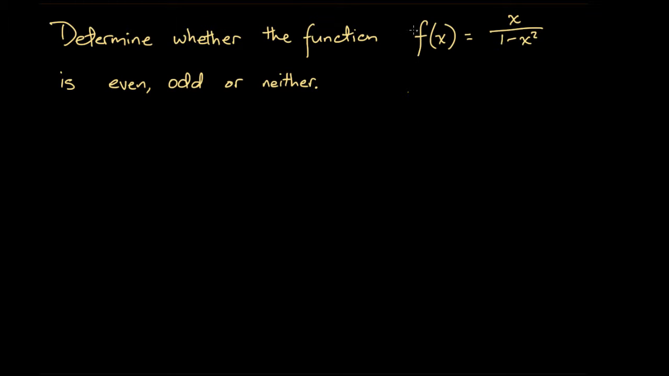Determine whether the function f of x equals x over 1 minus x squared is even, odd, or neither. Well, let's do a quick review of what even and odd mean, what it means to say that a function is either even or odd.